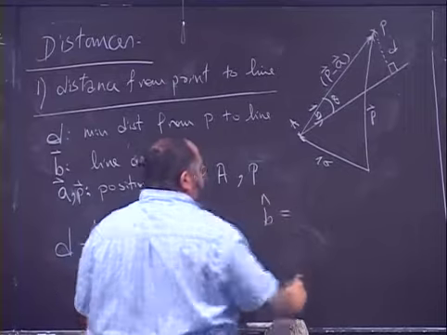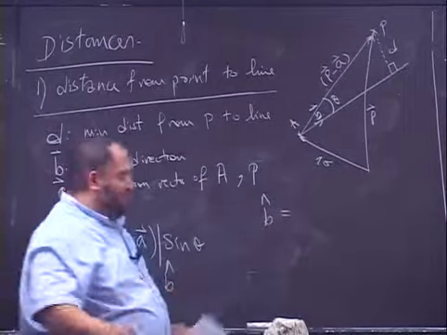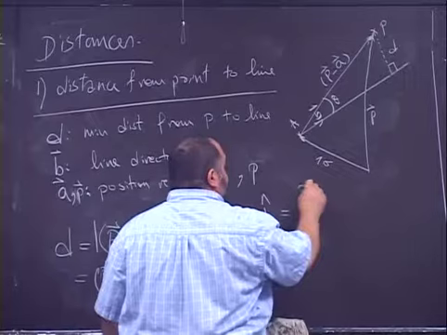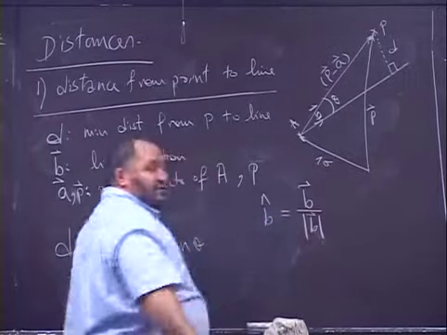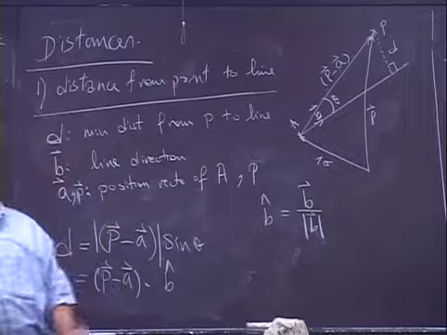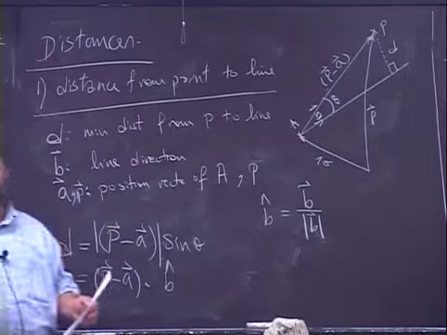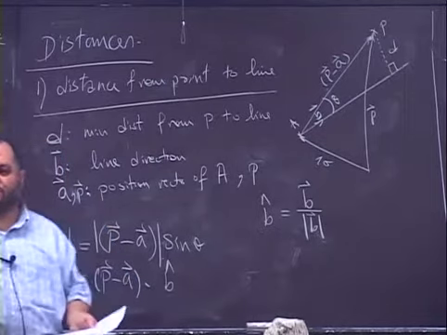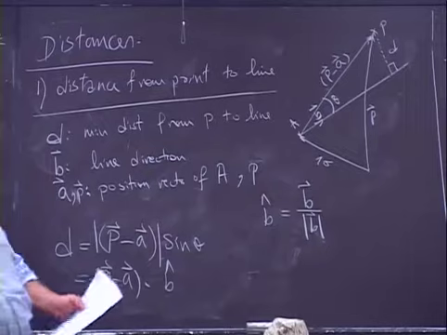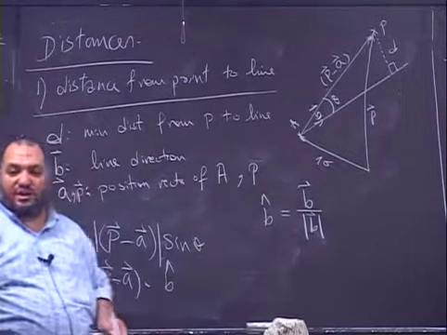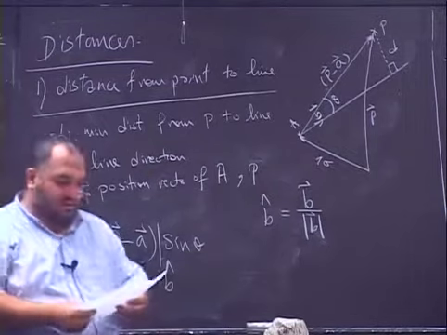Any vector, if I want to get the unit vector, it will be the vector B divided by the absolute value of vector B. If you have a vector of 10 meters in this direction, what's the unit vector? It will be the vector 10 divided by 10. So it will give you a vector 1 in the direction of what? In the direction of this vector.